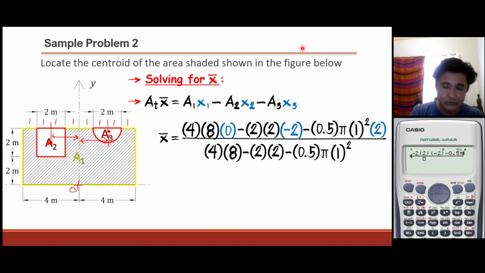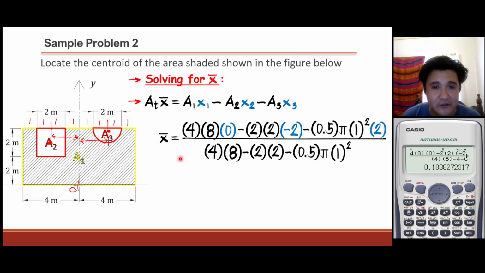Someone from the group, na-solve nyo na ba? All over... napalabas nyo, 0.1838.